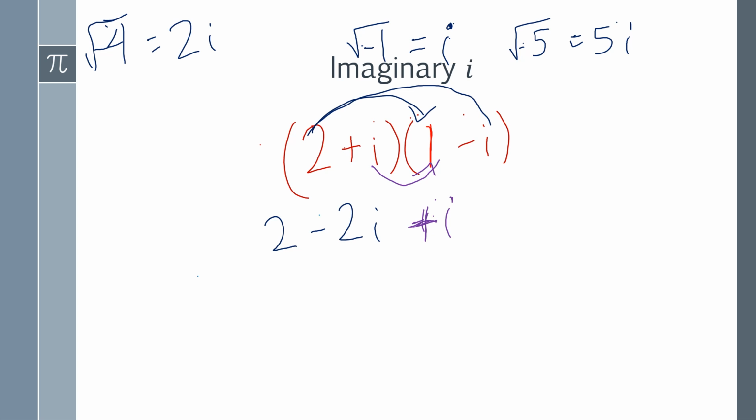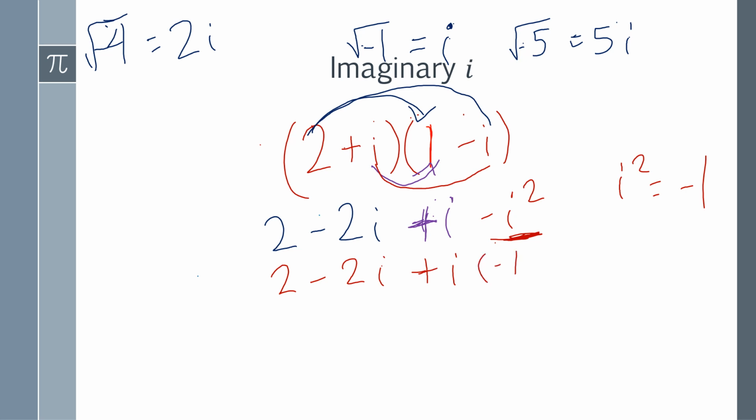And then i times negative i gives negative i squared. Alright. Always, when you see this i squared, always remember i squared equals negative 1. Alright. So let's rewrite this. And the back becomes negative 1 times negative 1, which you know is positive 1. So that's 2 minus 2i plus i plus 1. Now combine your terms.